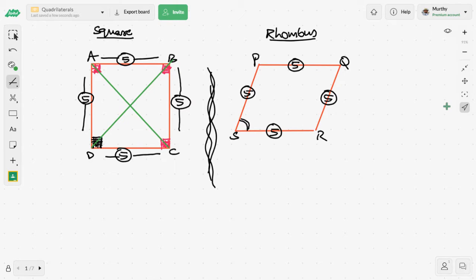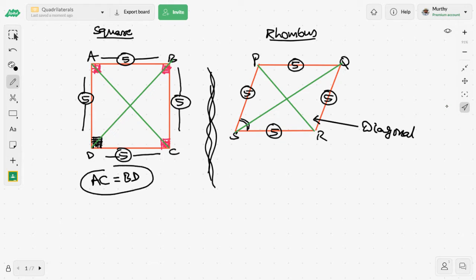And look at the diagonals in the rhombus. P and Q are consecutive, but P and R are non-consecutive. Then Q and R are side by side, but Q and S are non-consecutive. We call these diagonals. Now, let's look at the length of diagonals. In a square, the length of AC and the length of BD are equal.